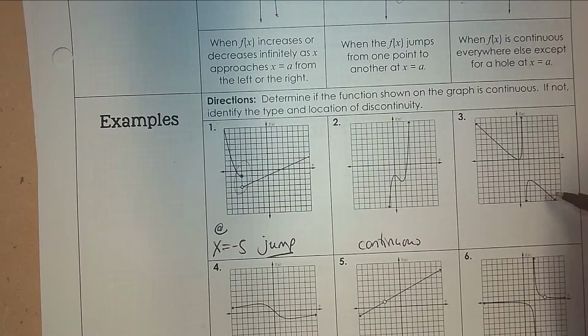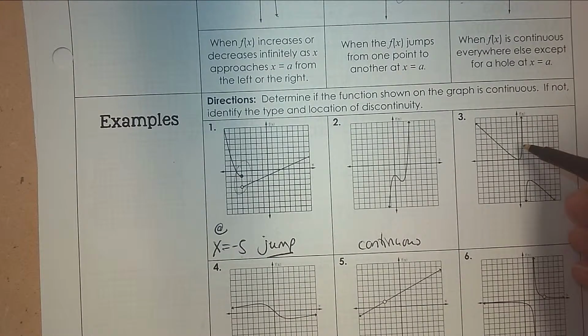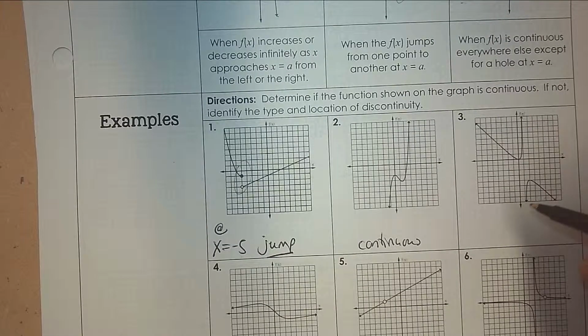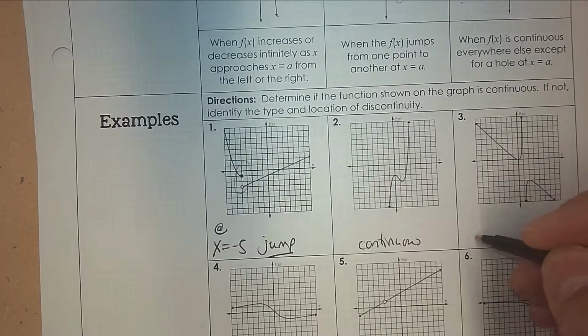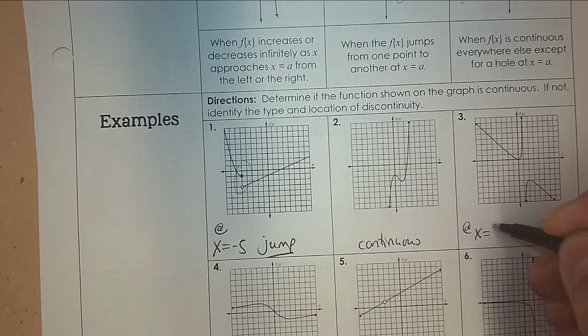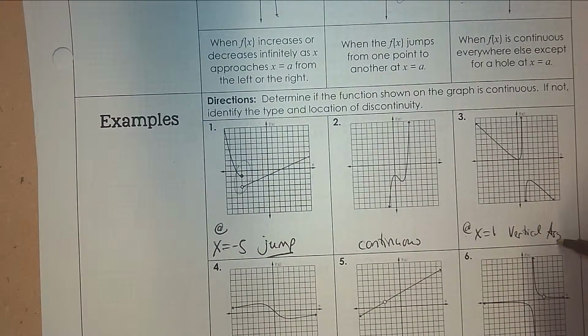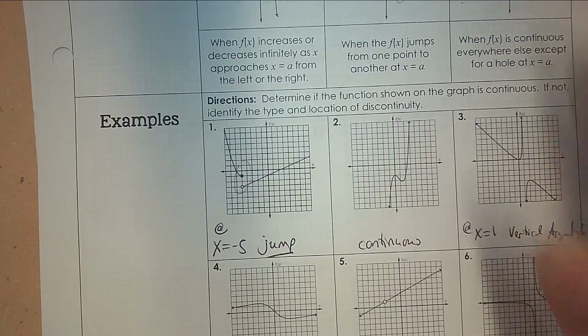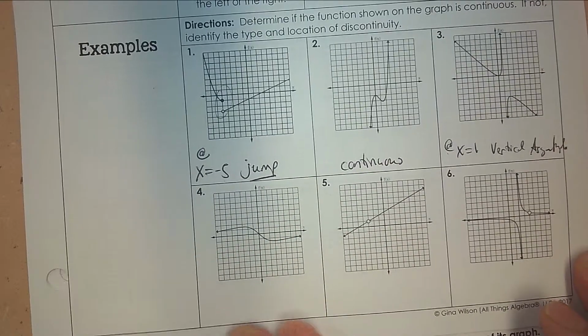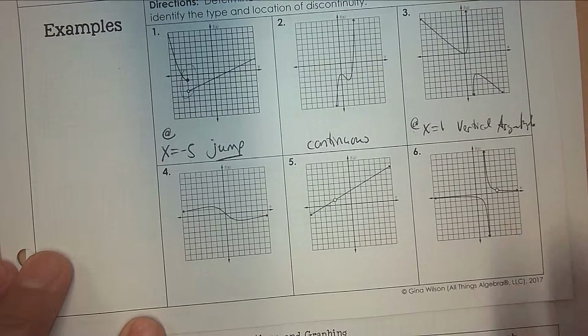Here, is this continuous or is there some break in the graph as you do it? Clearly you can tell. So at what x value? I see it's at x equals 1. And you can tell the type of discontinuity. We can call it a vertical asymptote, which is fine. It's a break. Is this continuous? Yep.